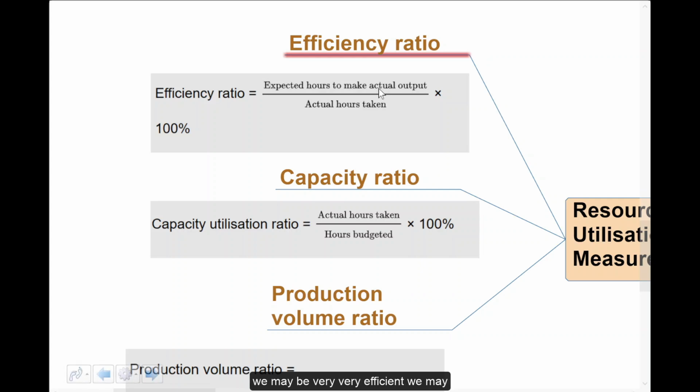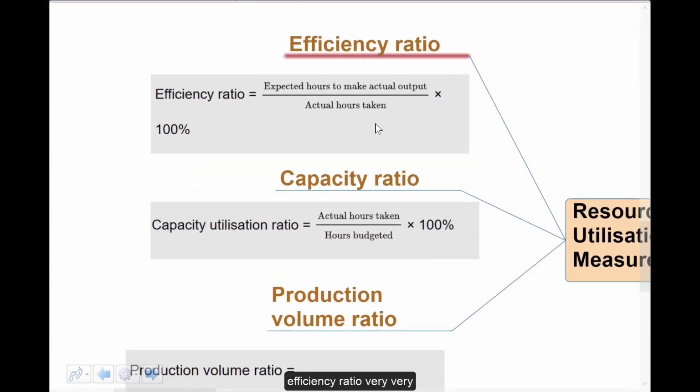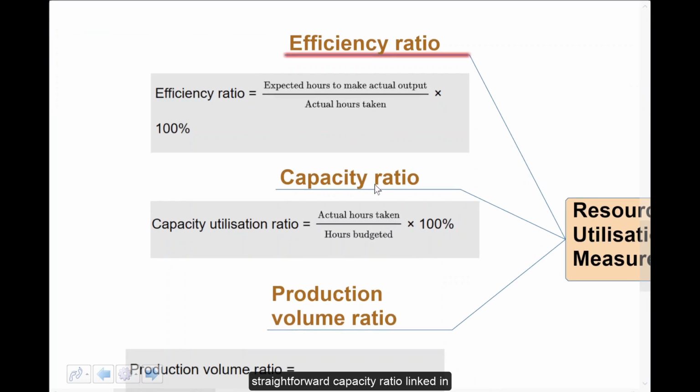We may be very, very efficient. We may take less actual hours. We may take more actual hours, etc. So that's the efficiency ratio, very, very straightforward. Capacity ratio is linked in one way, as you would expect. Let's say, again, we're talking about a manufacturing business. We know that we have a capacity within the business.